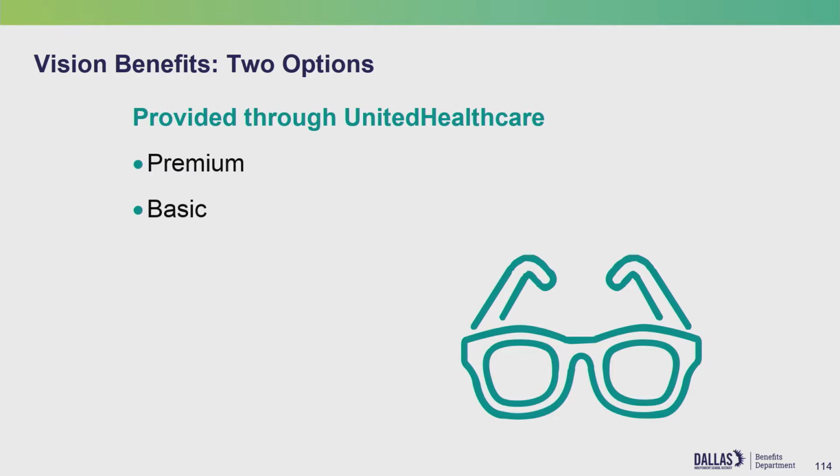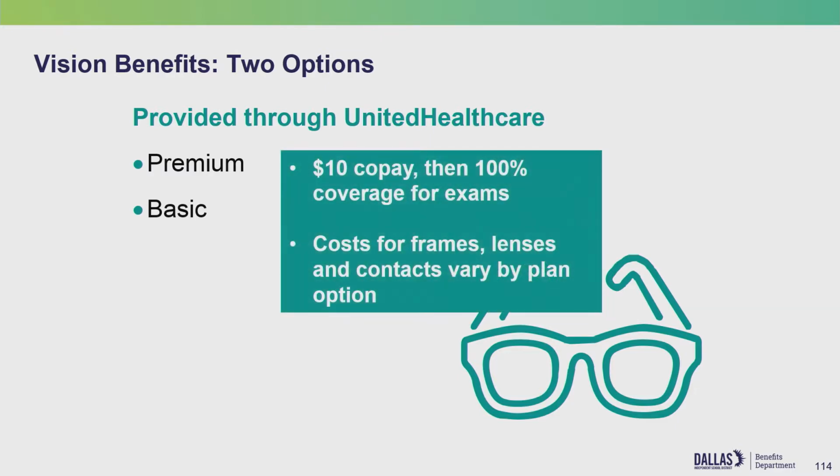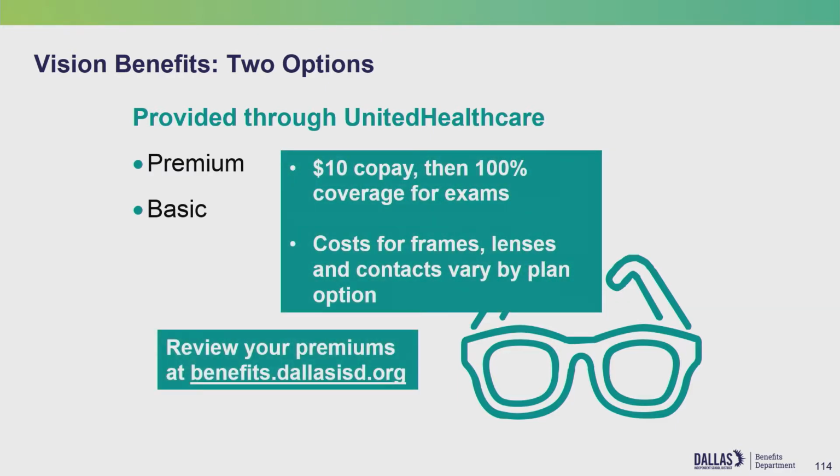The difference in the plans is in the cost of frames, lenses, and contacts. They vary by plan. So you have to actually access the benefits enrollment guide to see the differences based on the needs that you have for each plan.